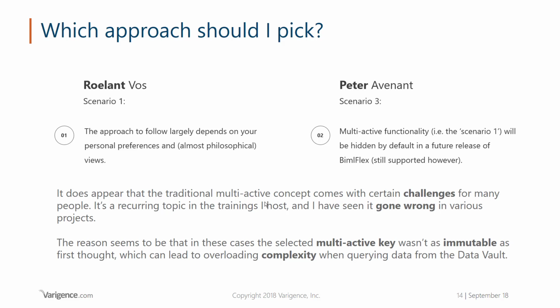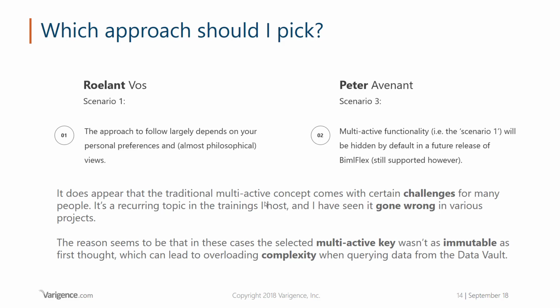Although scenario 1, in future releases, we'll actually start hiding that because of the amount of problems that it's causing with customers not quite implementing correctly. And I think the reason is, and it's that last sentence there, taken verbatim out of Roland's blog, the reason seems that in these cases the selected multi-active key, so when you're creating that multi-active key, wasn't immutable.